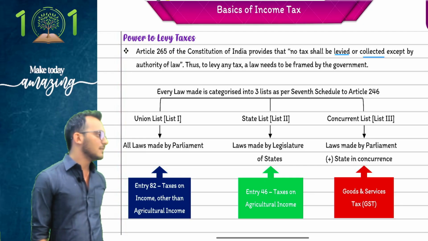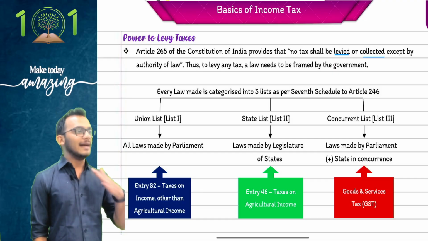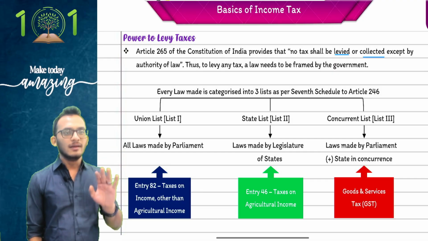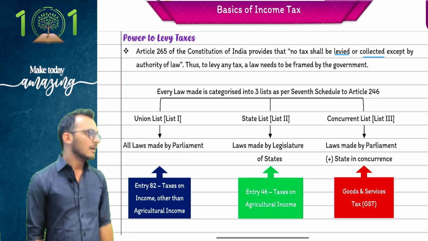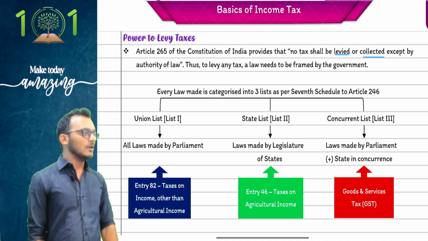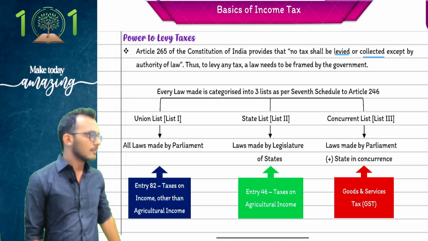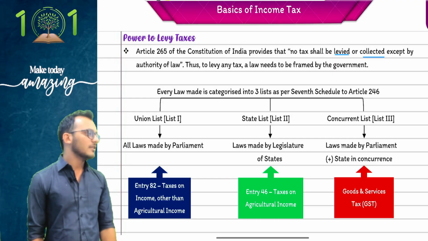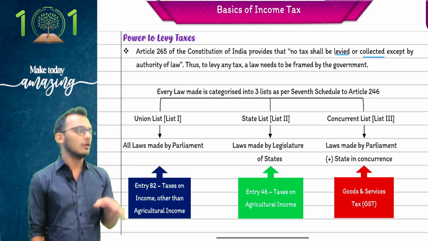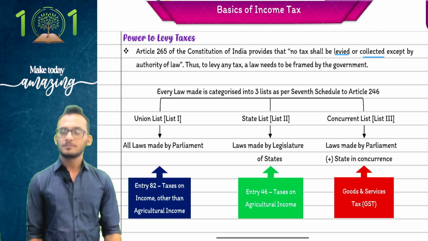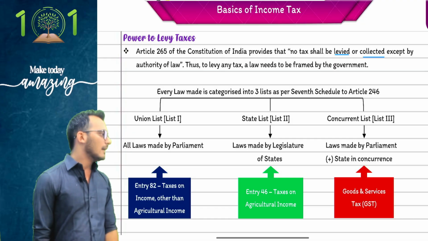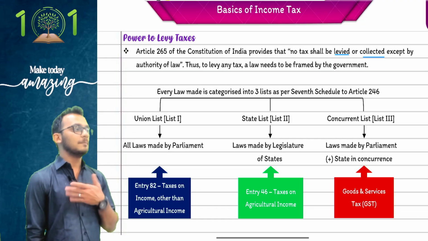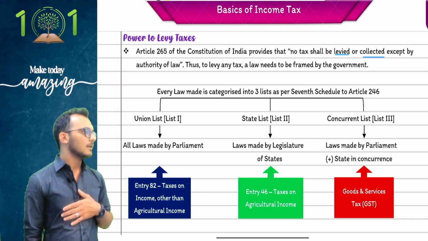With Article 265 coming into place, we have now decided that tax can be levied or collected by the authority, which means the authority now has to first decide to levy. It cannot happen just by Modi Sarkar coming on the stage and saying "Kar do." It has to be a law, which means I need to give them powers to make a law, and therefore comes Article 246. Article 246 gives the powers to Parliament to make laws.